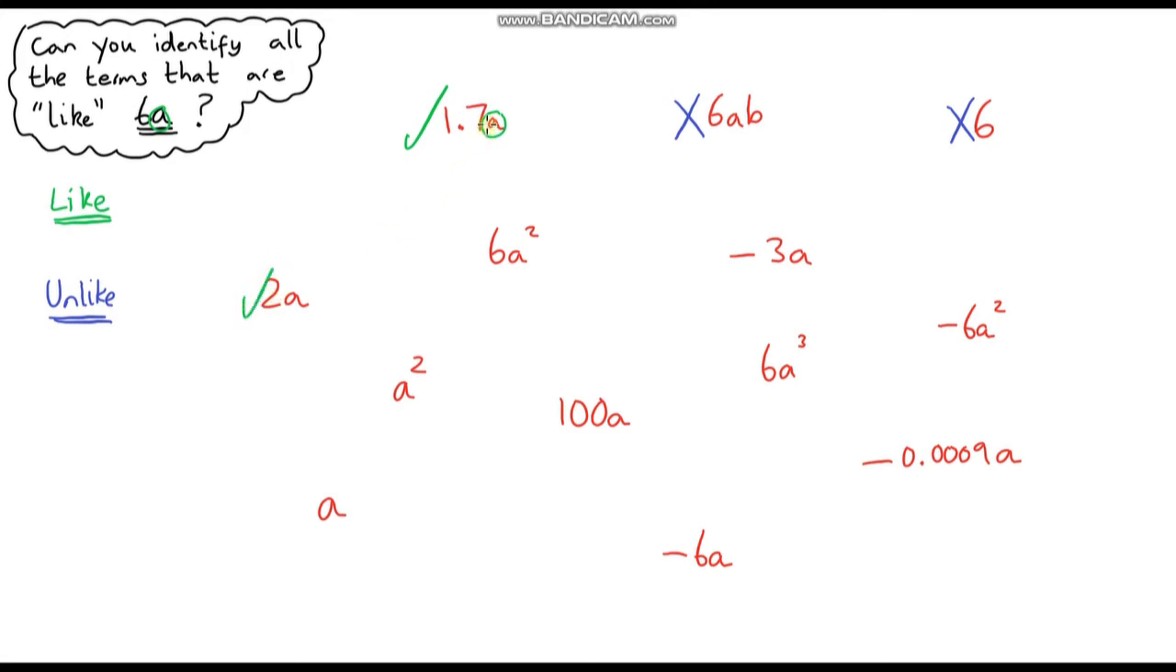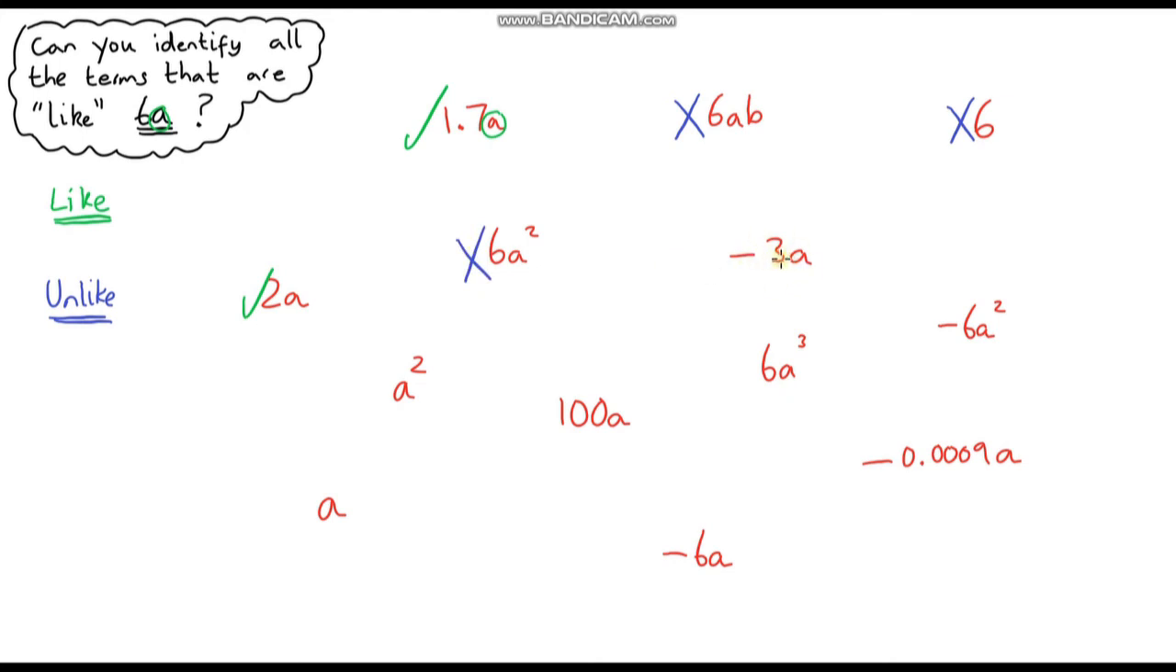Okay, and you might be wondering, well, you can't have 1.7 apples, and you are correct, but this doesn't necessarily need to be apples. We could think about a as being centimetres, like we said before. So 6 centimetres plus 1.7 centimetres, that would give us 7.7 centimetres. So we can add them together. Okay, this next one. Well, we've got a, but it's not a on its own. It's a squared. So the index is different. So these two terms are unlike.